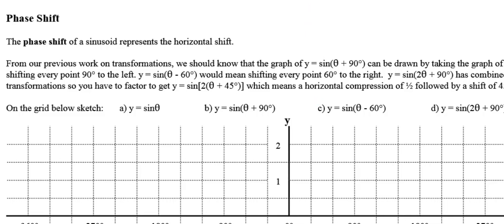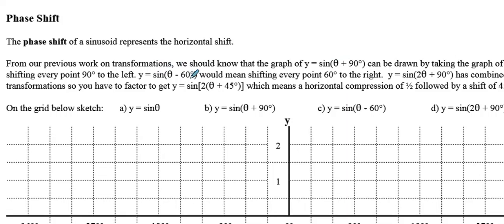Okay, so the last transformation that we're going to do is the phase shift. Okay, so that is your horizontal shifts. So from our previous work on transformations, you should know the graph of y equals sine theta plus 90 can be drawn by taking the graph of y equals sine theta and shifting every point 90 degrees to the left. Okay, left because it's a positive one, remember?